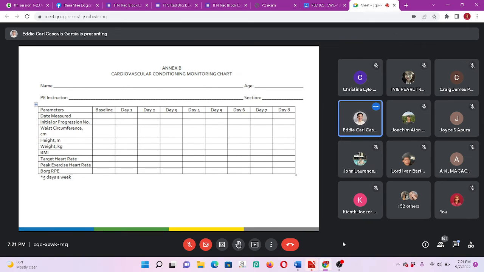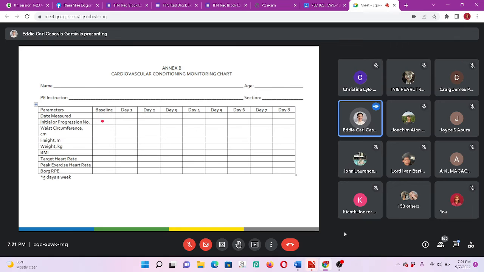So here's what you're going to do first. The parameters we have here: the date measured, initial, progression. Okay, so kindly write it in your paper. For initial progression number, 0. Okay.